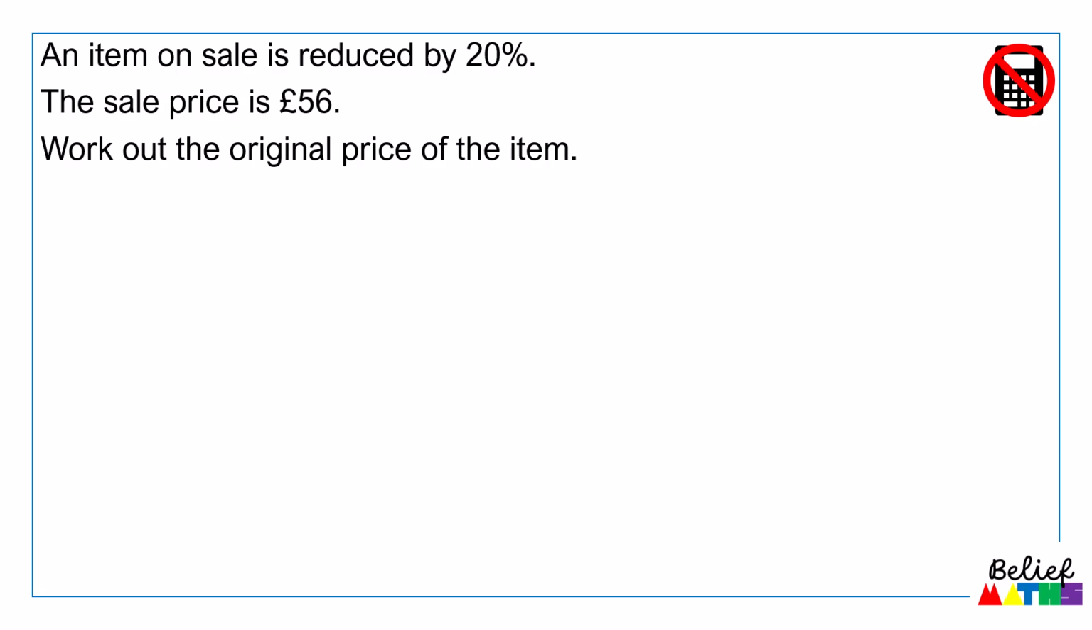Now this question is slightly different. It looks very similar, but it's slightly different. It tells us the sale price, the reduced price, is a certain amount after being reduced by 20%. So because it was reduced by 20%, that means we finished with 80%. And it wants us to work out the original price. Because we're trying to find the original price or the price before the sale, this is what we call a reverse percentage.